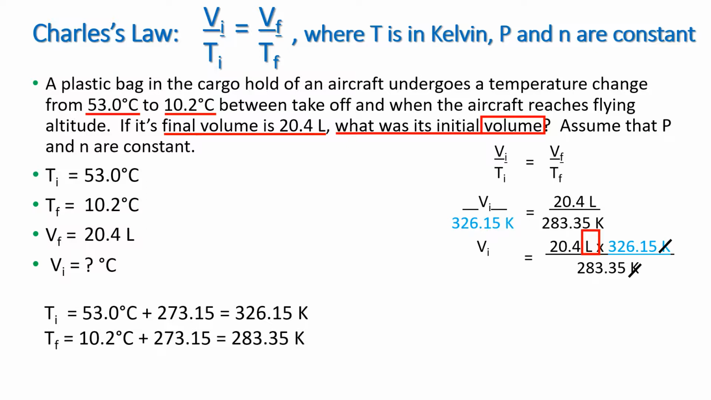So now at this point, we can do the math, and we're going to multiply the numbers on top, which are 20.4 liters times 326.15, and we're going to divide by what's on the bottom, which is 283.35, and we get 23.48142 liters. If we take a look back through our given values, we see that all of our values have three significant figures. So our final answer must also have three significant figures, and that makes our final answer 23.5 liters.